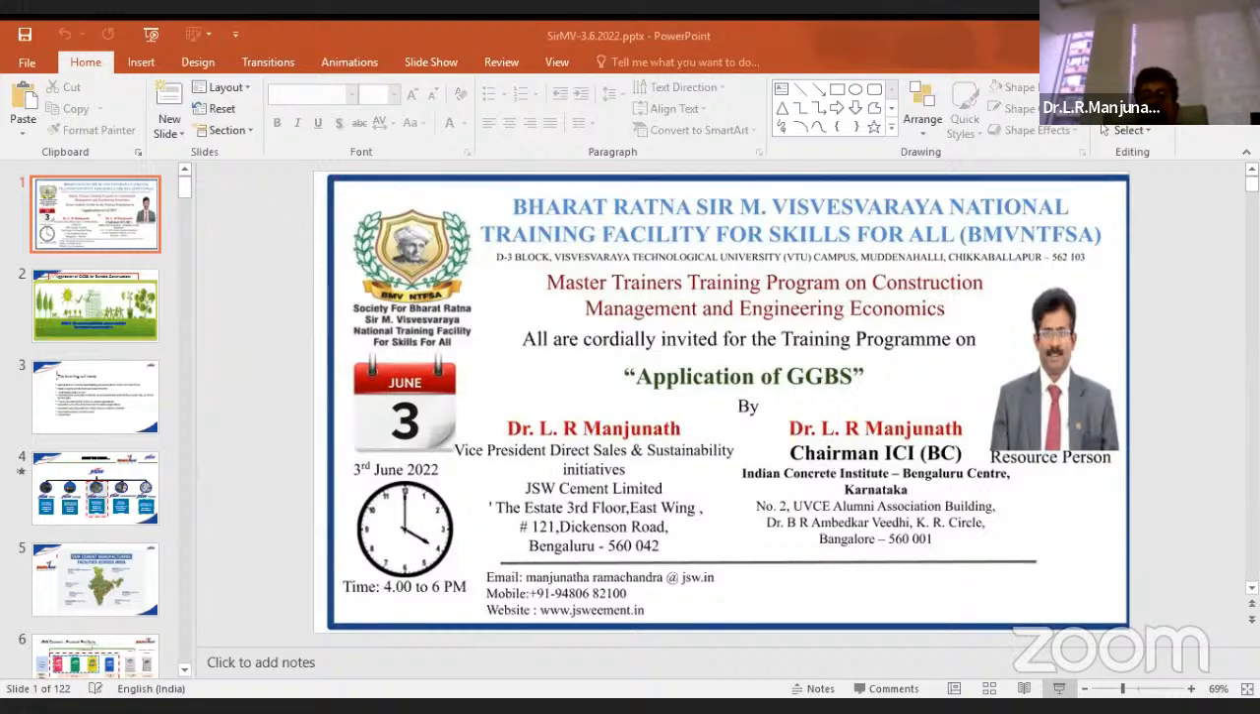So JSW Cement as a company started its journey way back in 2009. Currently we have 14 million ton capacity. So most of our cement production is eco-friendly. Wherever we are having plants, we are sourcing our raw material either from our thermal power plants, fly ash, and our steel plant slag, and making eco-friendly cements.